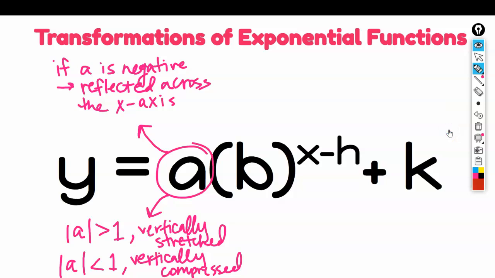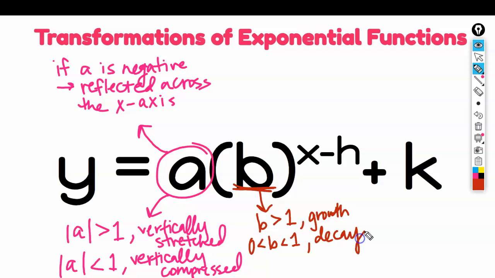Then I look at b. Okay, b, as we said, is in charge of growth and decay. So remember that b is always going to be positive when we see it. If b is larger than 1, then it is growth. If b is between 0 and 1, then it will be decay.